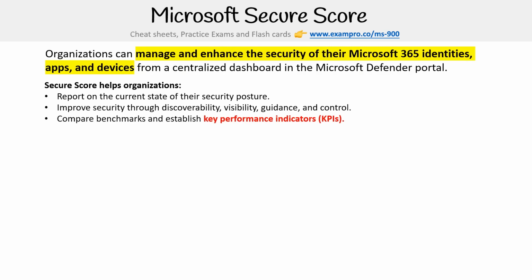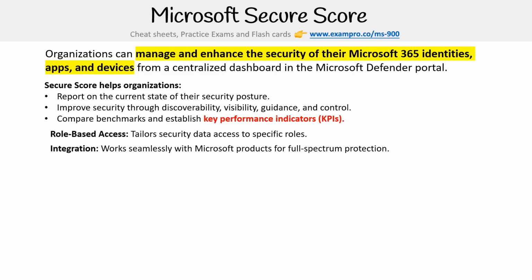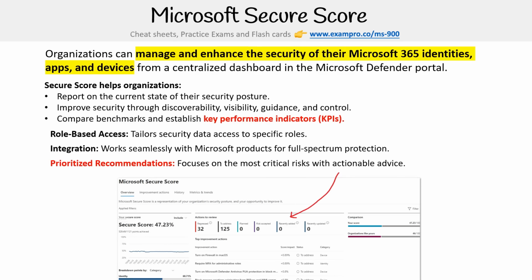Compare benchmarks and establish key performance indicators. Role-based access tailors security data access to specific roles. Integration works seamlessly with Microsoft products for full-spectrum protection. Prioritize recommendations: focus on the most critical risks with actionable advice. So that's a quick overview of Microsoft Secure Score.